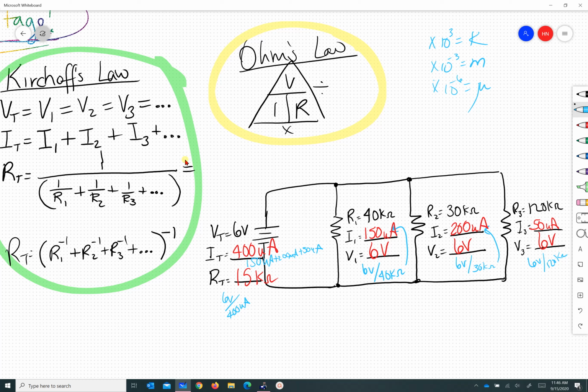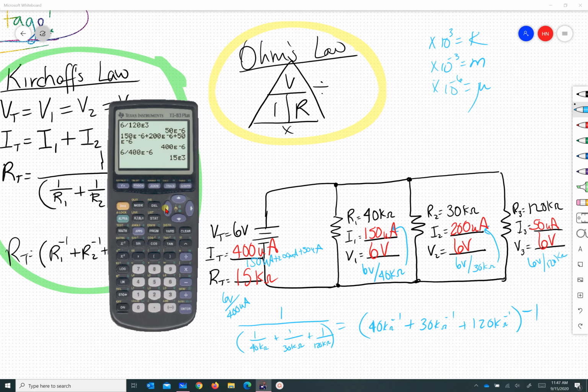So since we used Ohm's law to figure out the 15 kilo ohms, let's use Kirchhoff's law. So again, there's two ways to plug it in. It would be 1 divided by 1 over 40 kilo ohms plus 1 over 30 kilo ohms plus 1 over 120 kilo ohms. Or the way I like to type it in the calculator, because it's a little bit faster, is 40 kilo ohms inverse plus 30 kilo ohms inverse plus 120 kilo ohms inverse, the inverse of that. Either way is correct. Let me show you how I would type it in both ways.